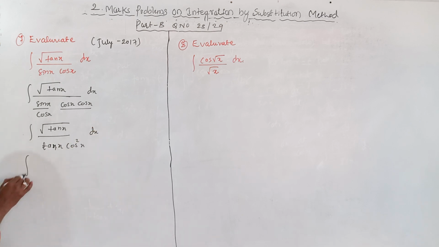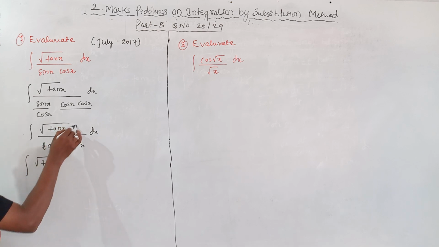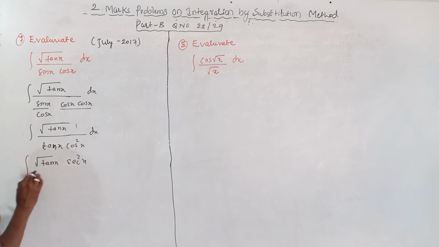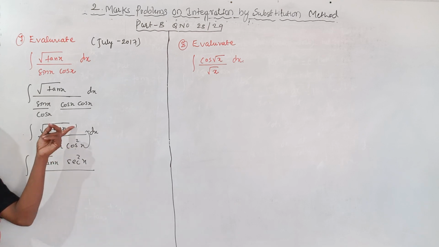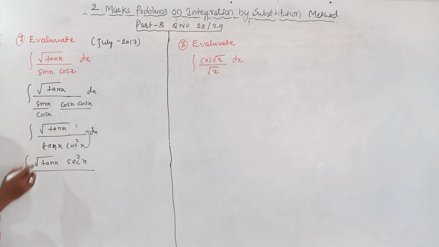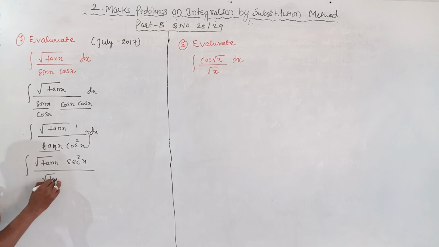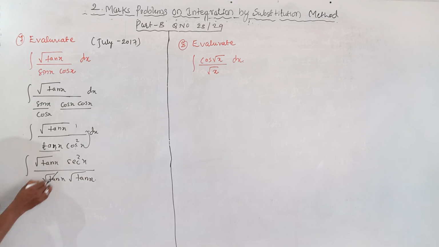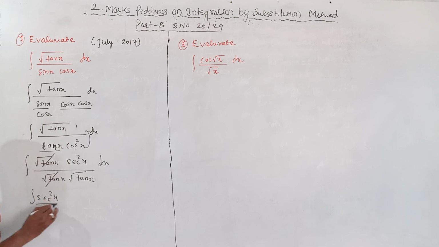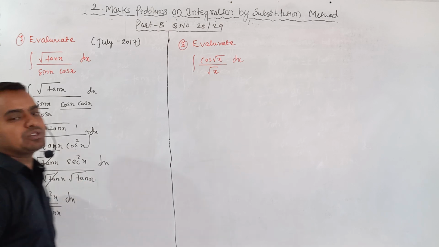Now this can be written as root tan x, 1 by cos square. 1 by cos square is what? Sec square x. This cos I will take into the numerator. This tan x can be written as root tan x into root tan x. This root tan x gets cancelled. Then dx. Then integration of sec square x divided by root tan x dx. Put tan x is equal to t.